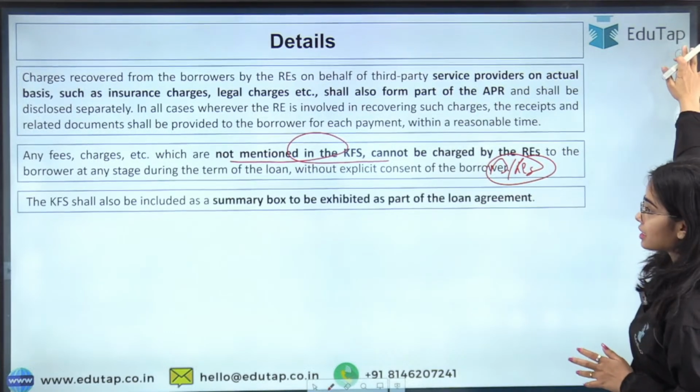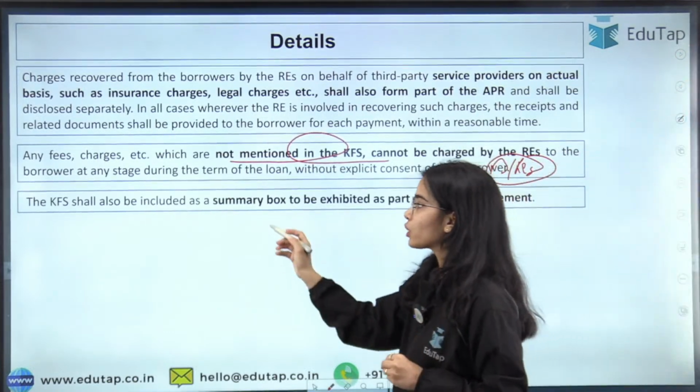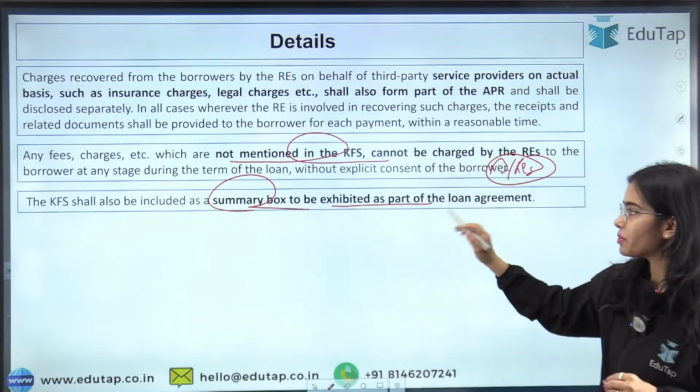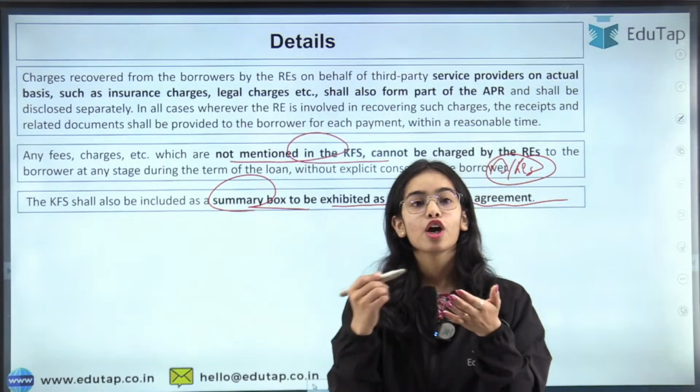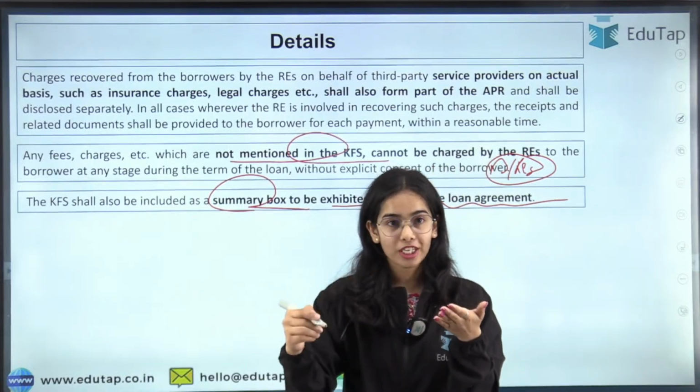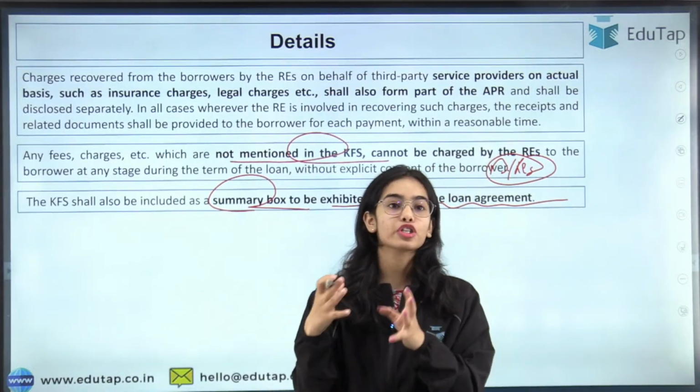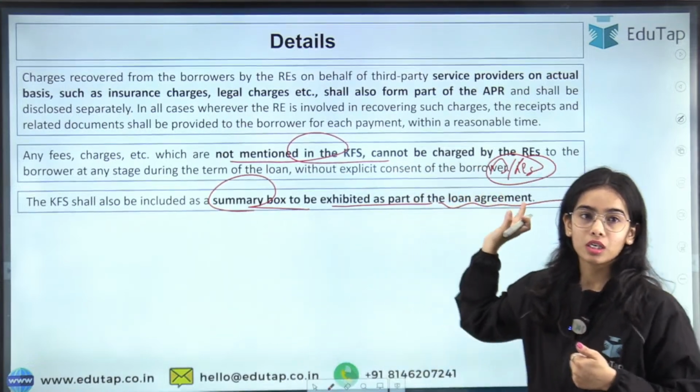Okay, next is that the KFS shall also be included as a summary box to be exhibited as part of the loan agreement. So KFS has to be provided separately for the acknowledgement of the borrower, as well as KFS should also form a part of the loan agreement.